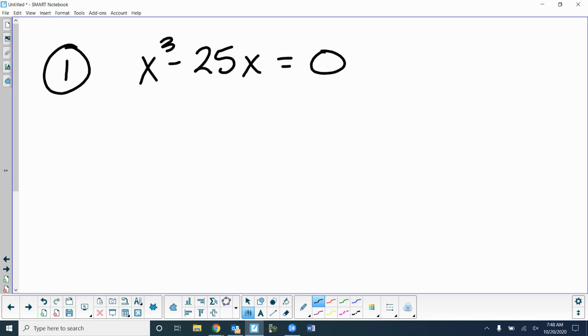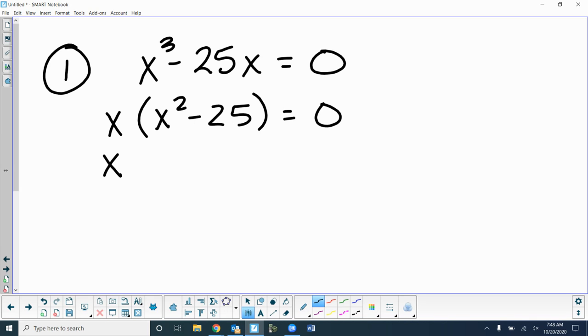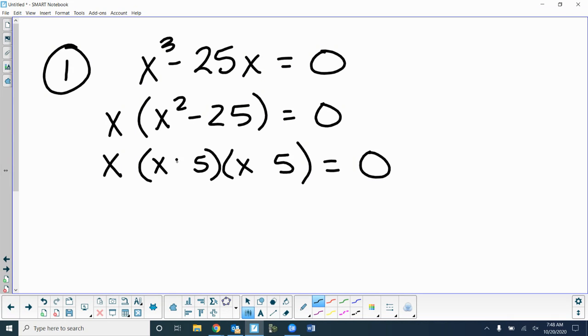When we factor, and there is a GCF for this one, it is the letter x. And then I get x squared minus 25. But that's a difference of 2 perfect squares, so we can factor it a little further. And you take the square root of x squared for the front of each parenthesis, and the square root of 25 for the back. And one's addition and one's subtraction.